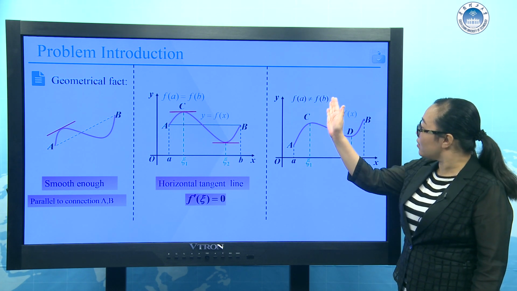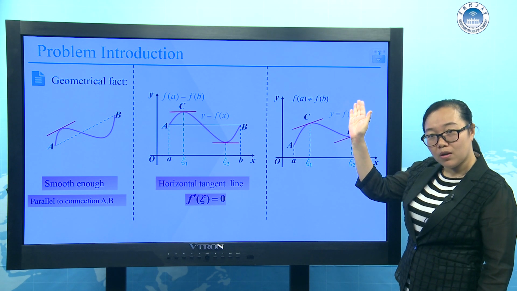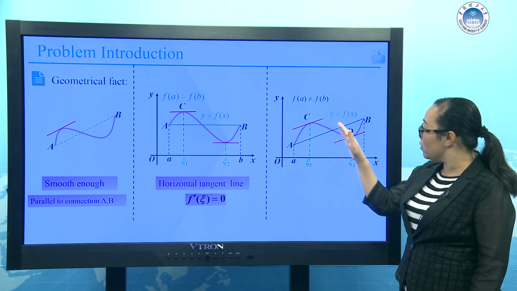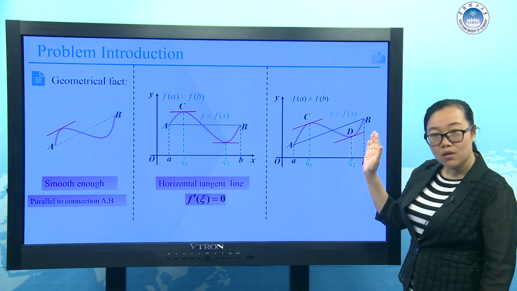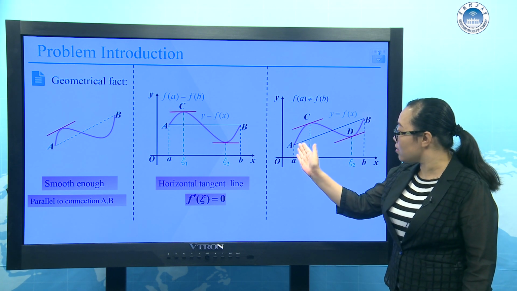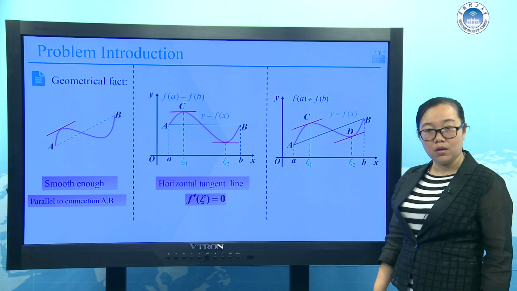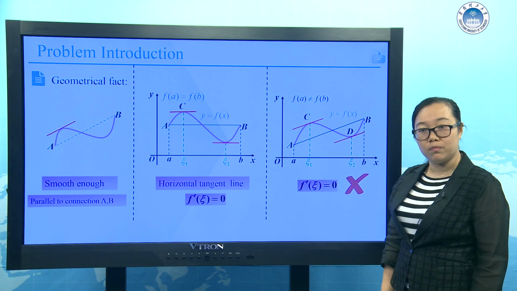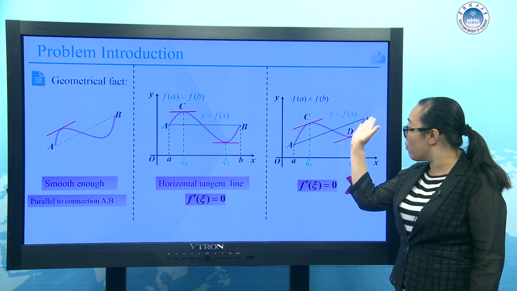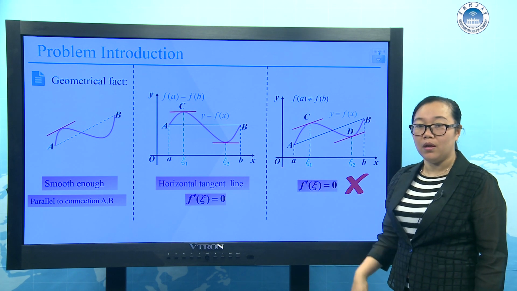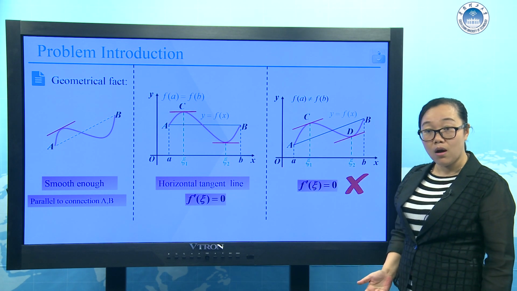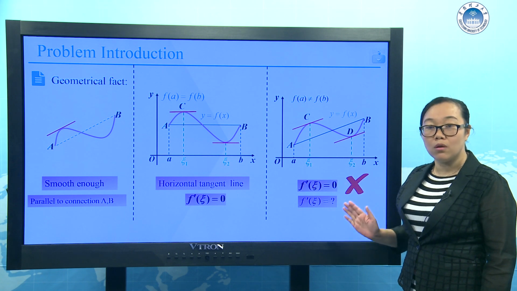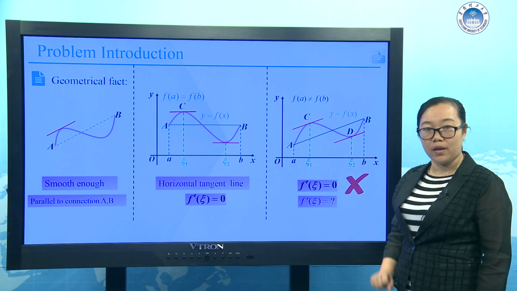If f(a) doesn't equal f(b), if the curve is smooth enough, we can find two straight tangent lines still parallel to the line through capital A and capital B. You can ask yourself, does f prime of c equal 0? No. Why? They are only parallel to the line AB, not the x-axis. Of course, you ask yourself, how about the f prime, meaning how about the slope of the tangent line?